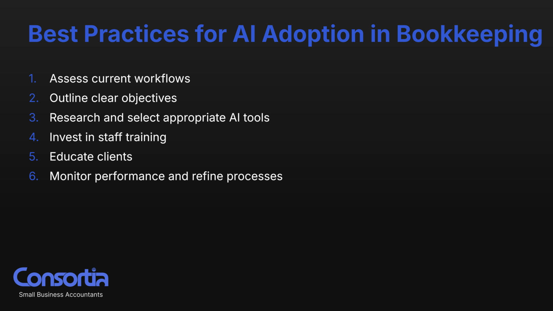So number 1, assess current workflows. Number 2, outline clear objectives. Number 3, research and select appropriate AI tools. Number 4, invest in staff training. Number 5, educate clients. And number 6, monitor performance and refine processes.